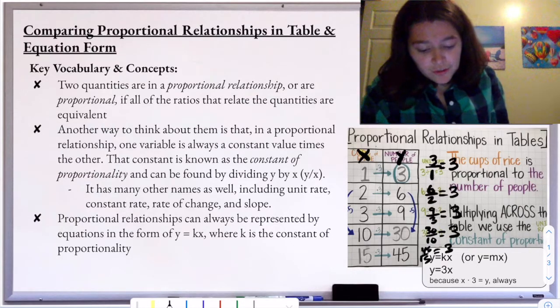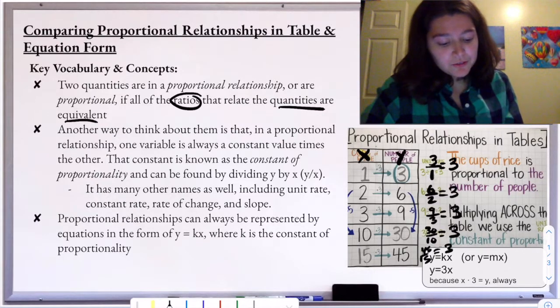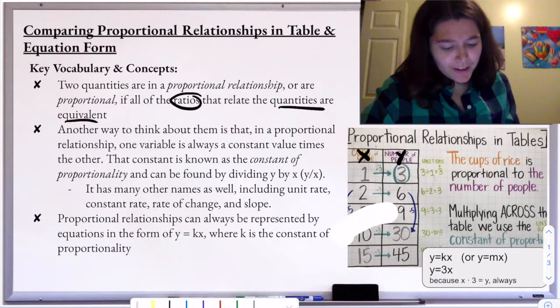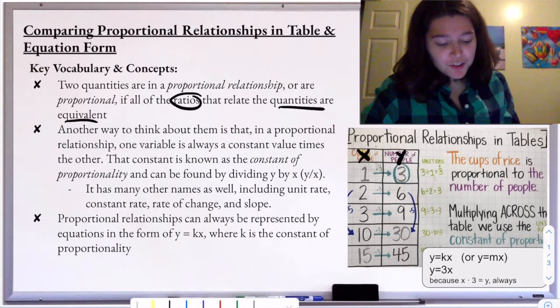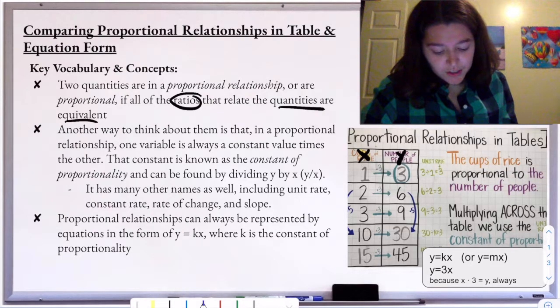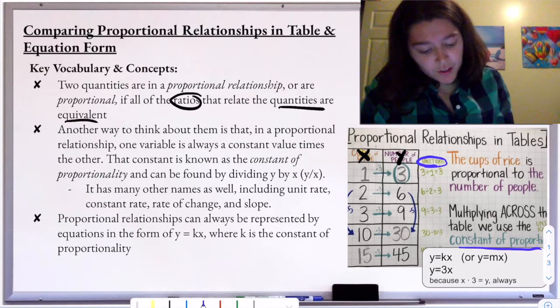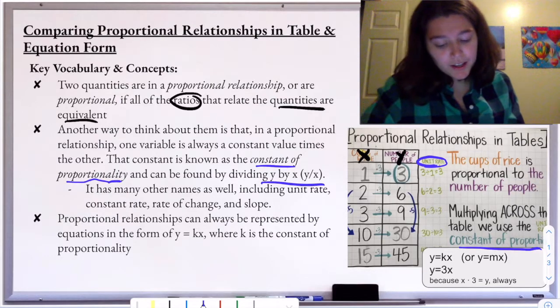So when we take the ratios that relate the quantities, x to y, the number of rice and the number of people, we get 3 for all of those. So that means we have a proportional relationship. And that number 3 is very important. We can call that the unit rate, as we see here, or the constant of proportionality. So the constant of proportionality can be found by dividing y divided by x.